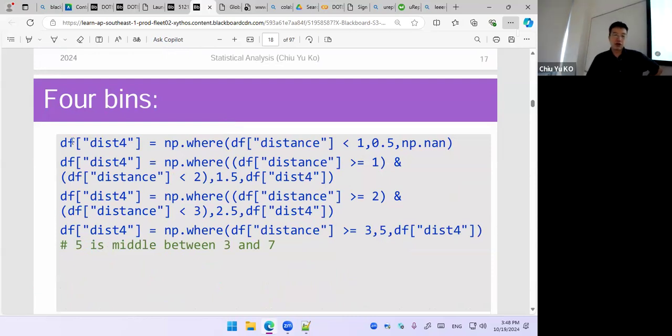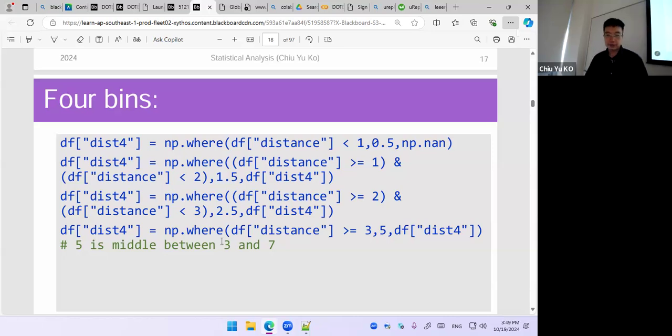So what we do is we create distance 4, using np.where, and see if less than 1 I put 0.5, which is the middle between 0 to 1. And otherwise I put np.nan, right? And after that I do another thing, and then said if it's between 1 and 2, I put 1.5 because this is the middle, right? And otherwise I input whatever is there, right? And then go on between 2 and 3, I put 2.5. And then bigger than 3, I put 5. So this is the thing that is there, okay?